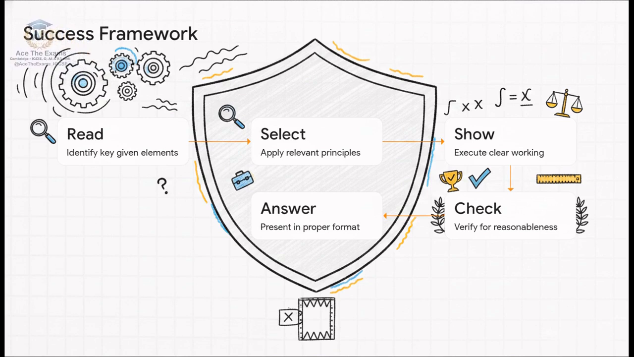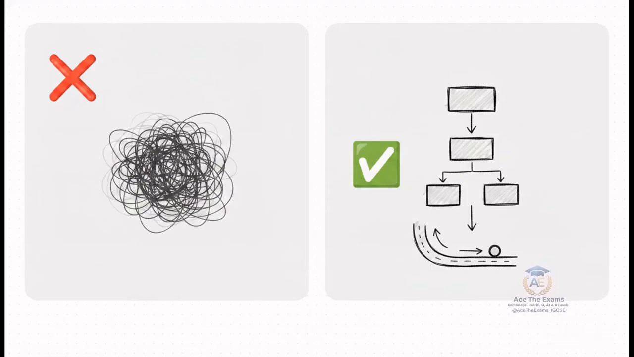Skipping any of these, like jumping from read straight to show, is exactly how the examiner springs the trap on unsuspecting candidates. You have to deconstruct, solve, and then evaluate. And wow, the difference between an amateur answer and a top band response is just stark.